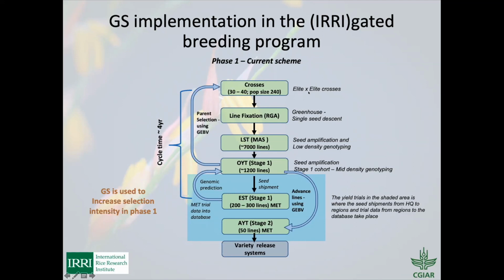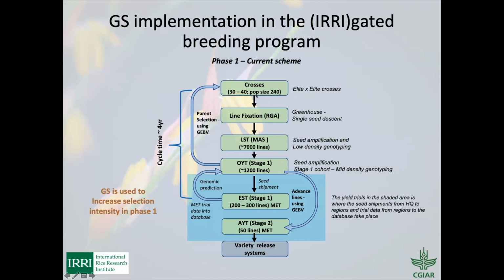It's the same concept. You make crosses, you fix the lines, you test them, you select them, and you release them. Those things haven't changed. In this scheme, I show a minimal breeding unit where we have 30 to 40 crosses picked, and each cross has a population of 240 individuals. The parents are all elite by elite individuals. Once the base population is set up, you pick parents from that base population, and each has a population of 240.